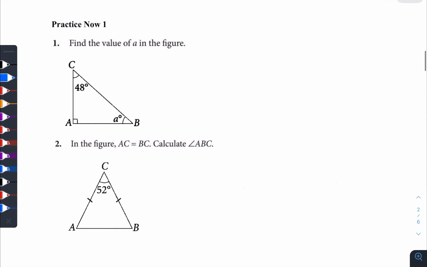So this is a very easy exercise, and I believe you've done it a lot of times in primary school. Find the value of A in the figure. All the angles in a triangle add up to 180 degrees. So what you can write over here is A is going to be equal to 180 minus 48 minus 90.